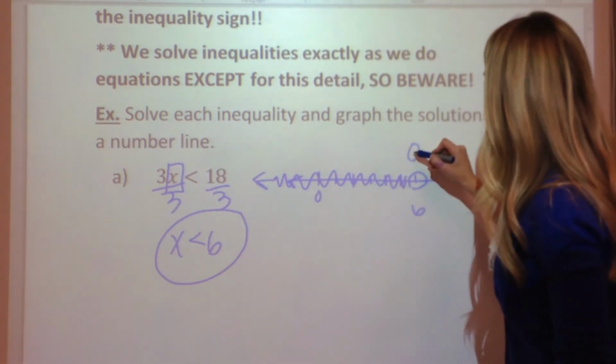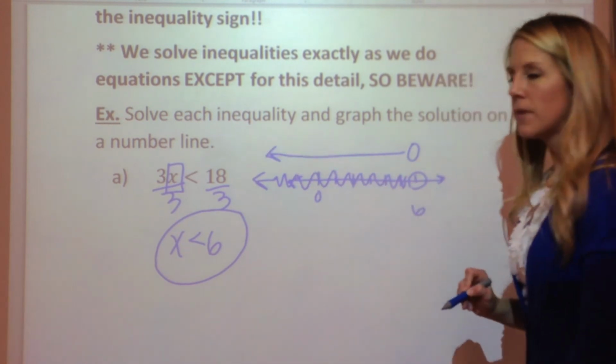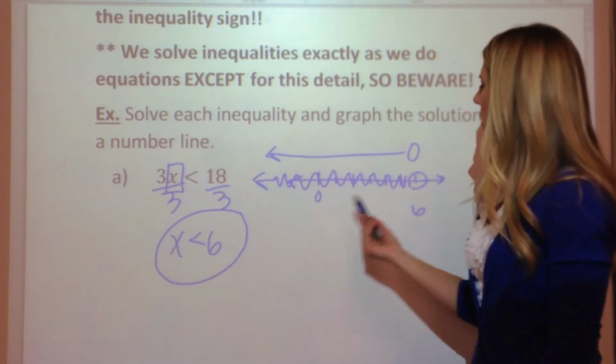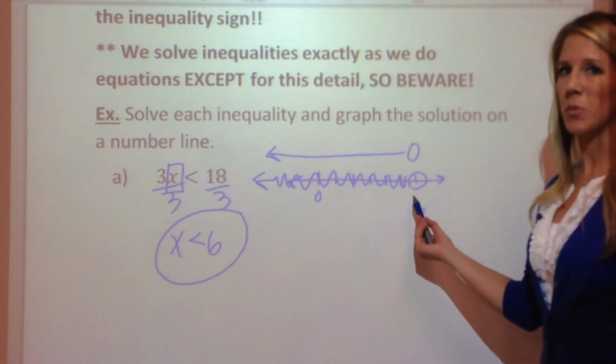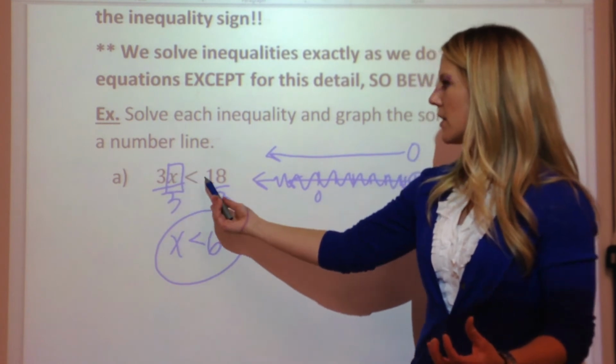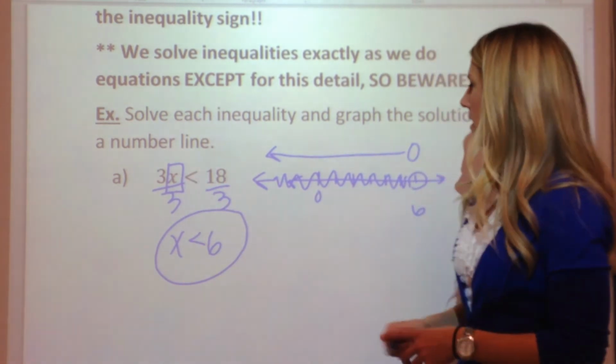Some people like to do this as well, which I'm fine with. That works. So what does that mean? That means 5.99999 could work, but 6 will not. Because if I plug in 6, I get 18 equals 18, not 18 is less than 18.